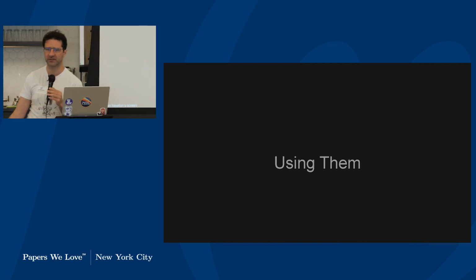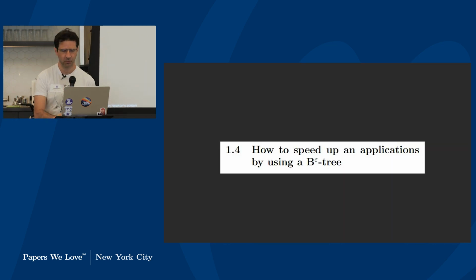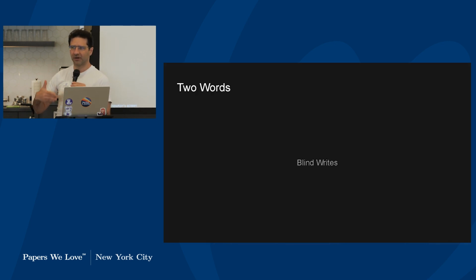Okay, so then the last part of this is really, how do you use these effectively? Well, thankfully, the paper has a section on how to speed up applications by using a B epsilon tree. As I alluded to earlier, it's not just a drop it in and everything gets faster, though it is a drop it in and nothing gets worse. The tree gets slightly taller because it's narrower, but things keep working more or less the same. So the two words that cover how you make things faster using B epsilon trees are blind writes. Just do a blind write and everything will be good.